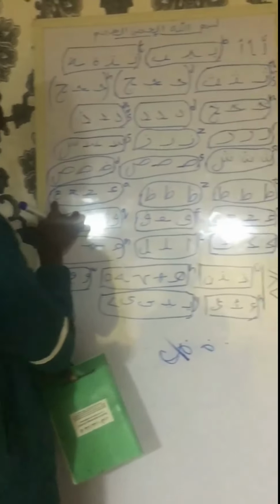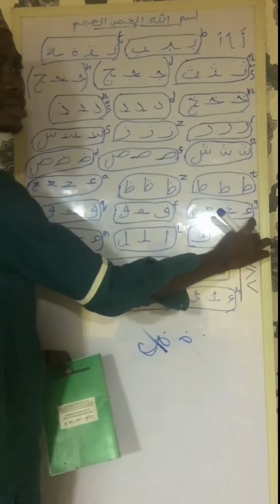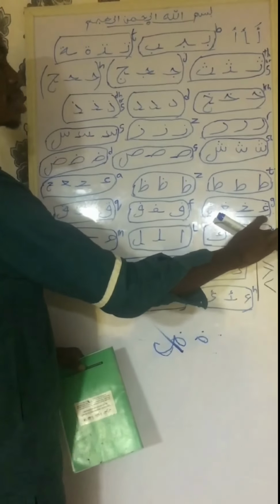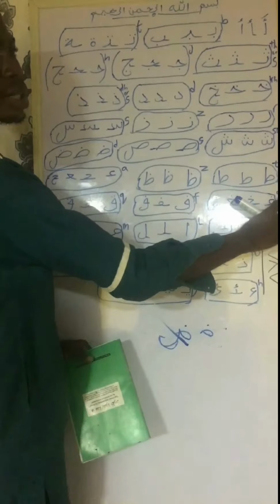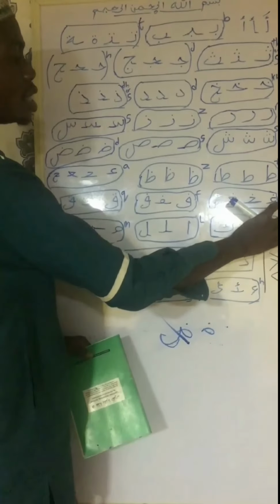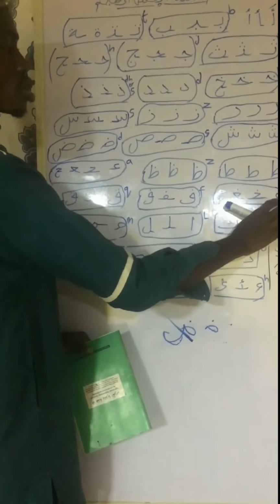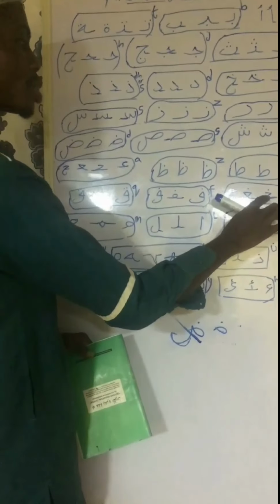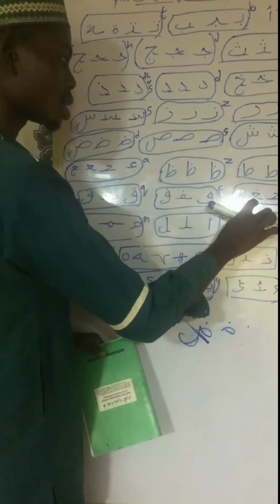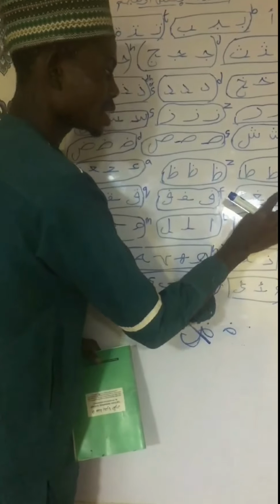So let's go to letter Gain. This is Gain. It's literally what letter G is in the English alphabet. In the beginning it looks like this. In the middle it looks like this and this. You can see? Gain. In the middle it looks like this and this.